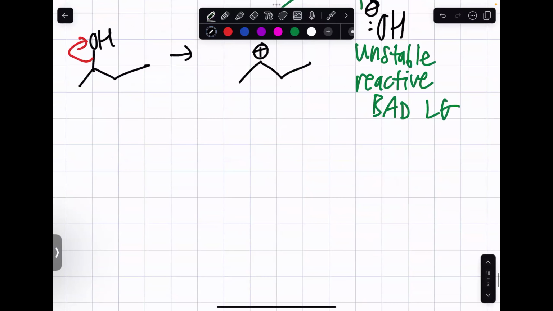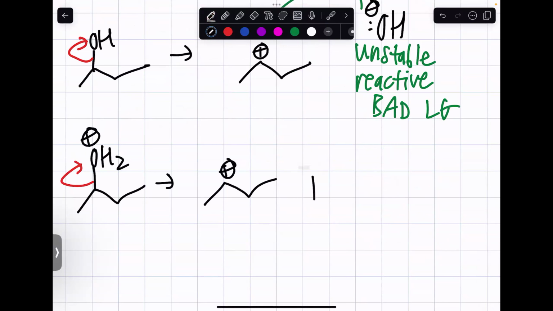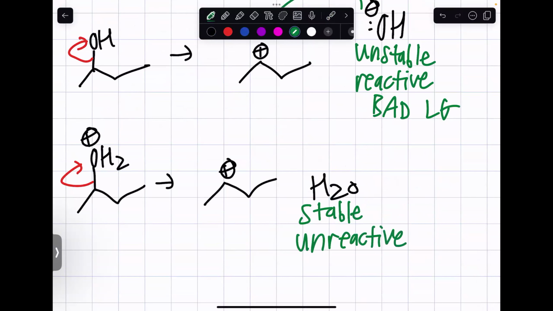But if you compare it to something like this and make that leaving group leave, and we get water, is this stable or unstable? Water is stable, because it's neutral, no negative charge. And that makes it unreactive. So it's able to stay still. It doesn't go backwards. It stays still, unreactive, good leaving group.